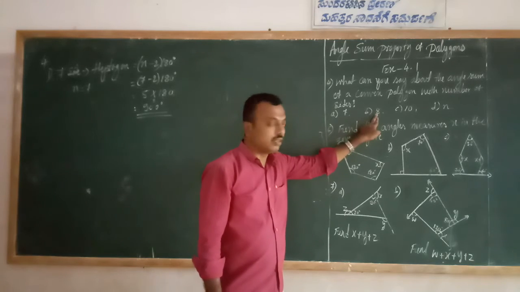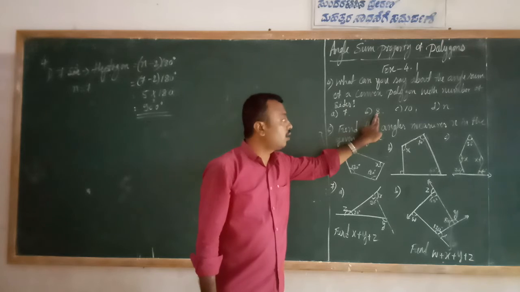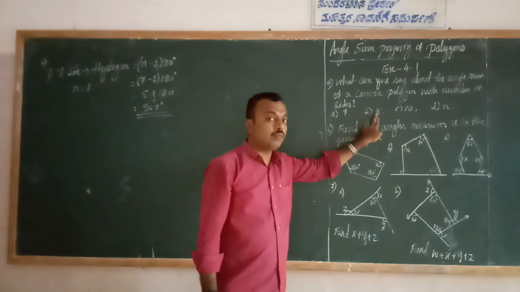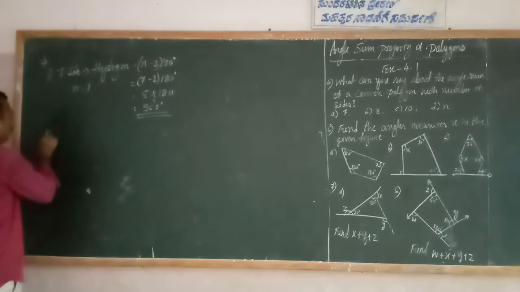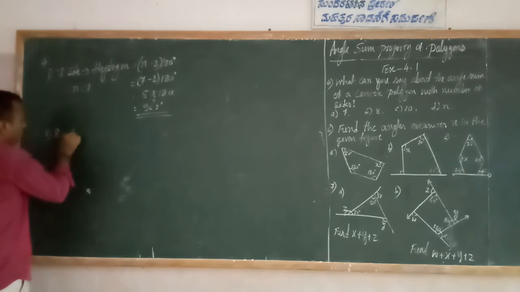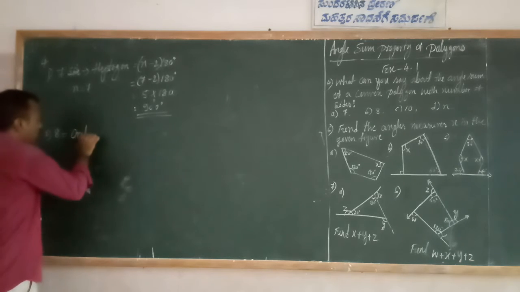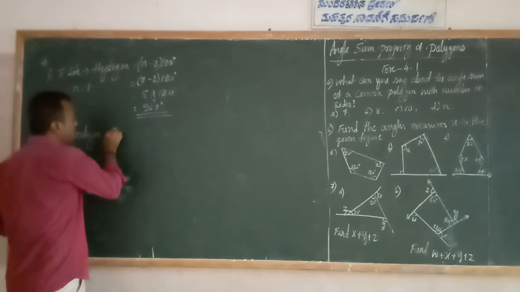Like that, the 8th one. What do we call it? Octagon. Octagon means the number of sides is 8. The angle sum of the octagon: n is equal to 8 here. Second one, 8 sides, what do we call it? Octagon. Okay, so the angle sum property, what is that? Same formula.